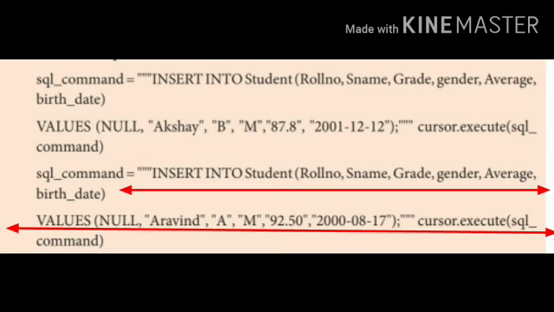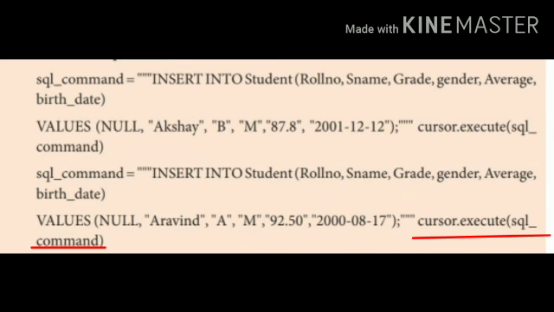For example, roll number null value is given, and then name is Aravind, grade A, gender male, so here we give M, and then average is 92.50 and then birth date is 17/8/2000. Here the date format is year, month and date. And then lastly we use the execute command, cursor.execute(sql_command).